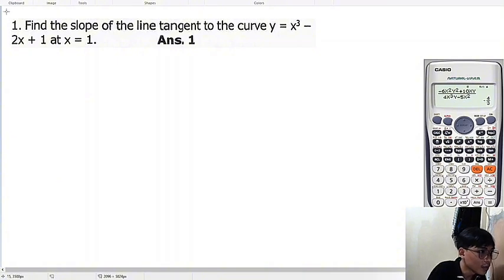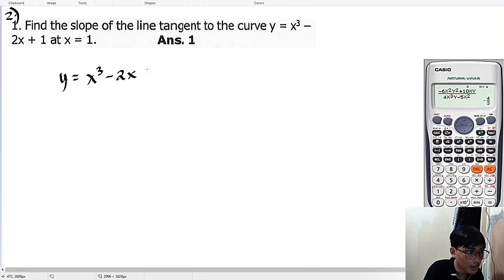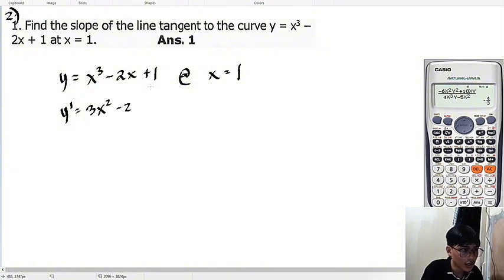Let's have now example number 2. The previous example was confusing because it involved implicit differentiation, but now let's have an example that is not implicit differentiation. So we have y equals x cubed minus 2x plus 1 at x equals 1. We have to find the slope of the tangent line. Again, to find the slope of the tangent line, you have to differentiate the function first. So y prime equals 3x squared minus 2, and the derivative of 1 is simply 0.